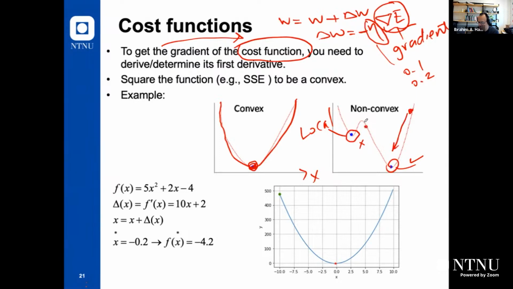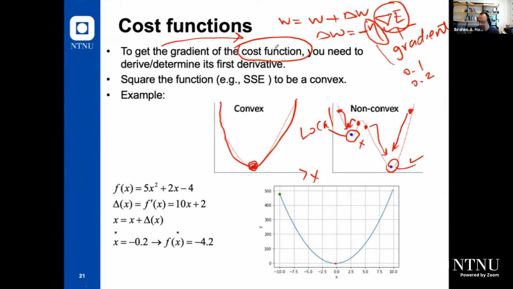If you started from here, this is also very good because you will also be able to reach the same minimum point. But you will not be very lucky if you started from that place, because when you start from that place, you will get stuck in this local minima. If you started from here also, you will get stuck in that place. So it will be a problem.